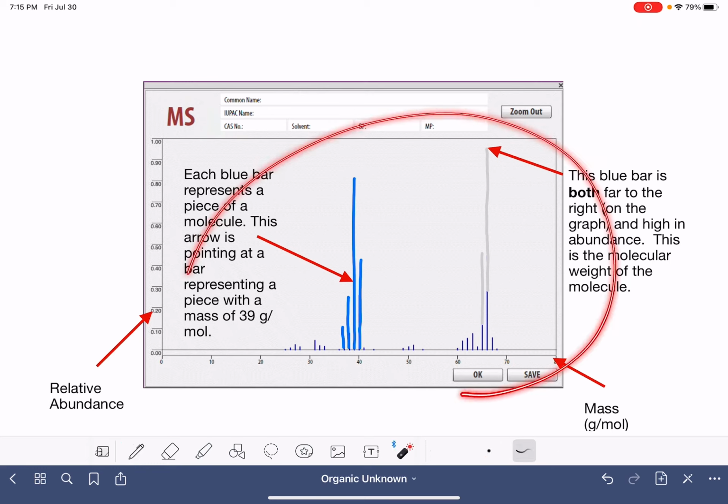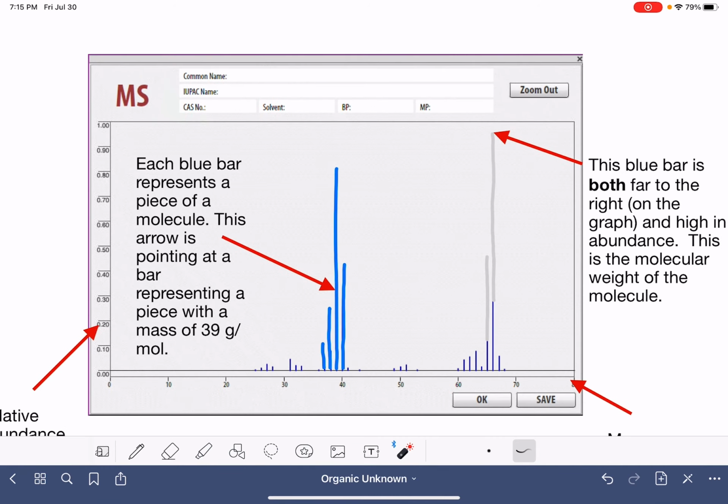So let's say that this is what your graph looked like. For a lot of students, if this was their graph, and your goal again is to find the molecular weight, a lot of people's eyeballs are going to say, boom, there's my largest blue bar. That right there, that's my molecular weight. That looks like it's at about 39 grams per mole. And that would be wrong. This would be an instance where the largest blue bar is not your molecular weight.